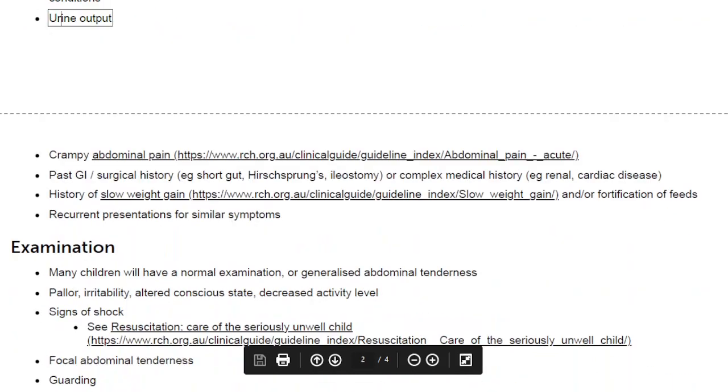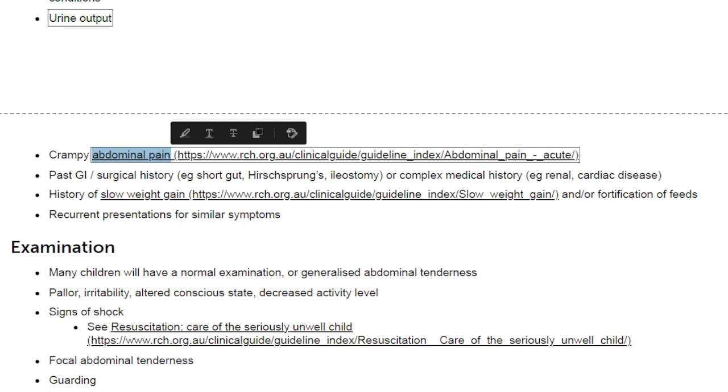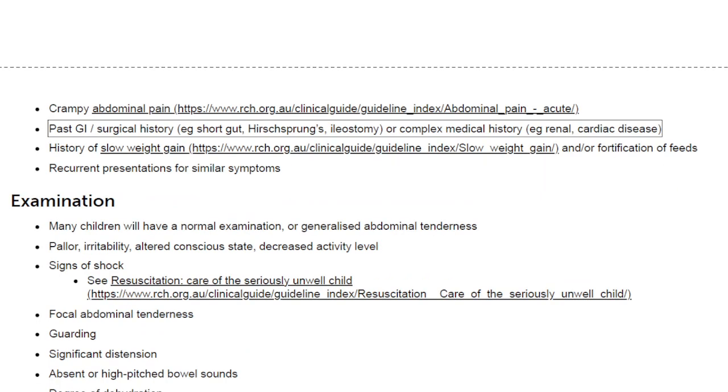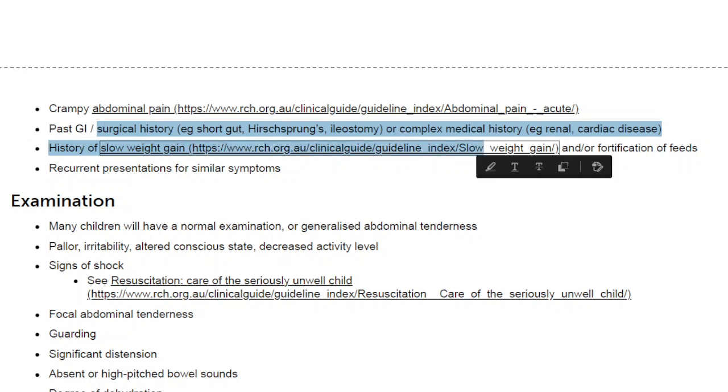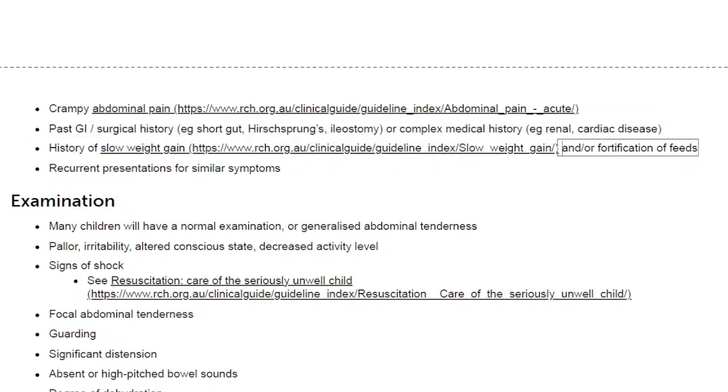Urine output. Crampy abdominal pain. Past GI/surgical history, e.g. short gut, Hirschsprung's, ileostomy, or complex medical history, e.g. renal, cardiac disease. History of feed preparation and/or fortification of feeds. Recurrent presentations for similar symptoms.